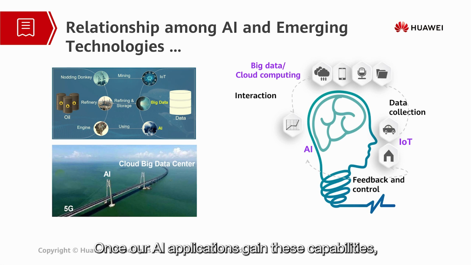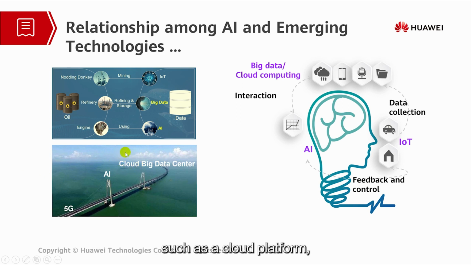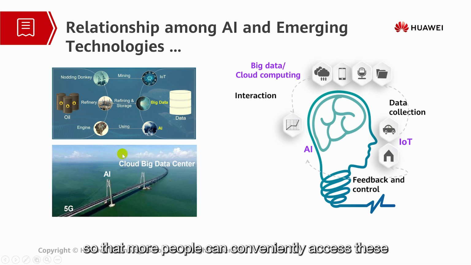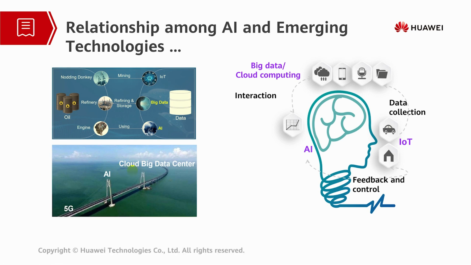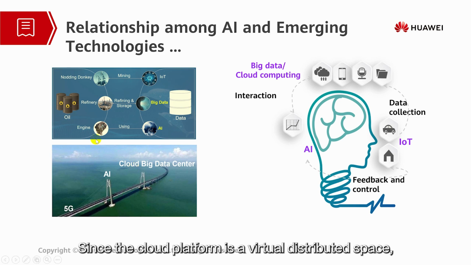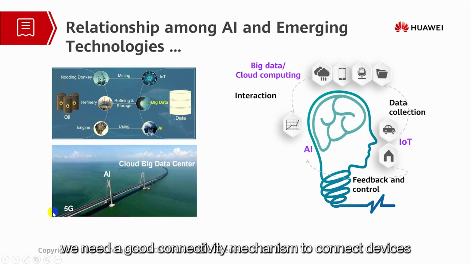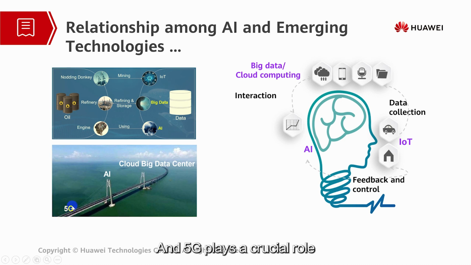Once our AI applications gain these capabilities, we need to deploy them on a broader platform, such as a cloud platform, so that more people can conveniently access these AI capabilities or services anytime, anywhere. Since the cloud platform is a virtual distributed space, we need a good connectivity mechanism to connect devices. And 5G plays a crucial role in this advanced connectivity.